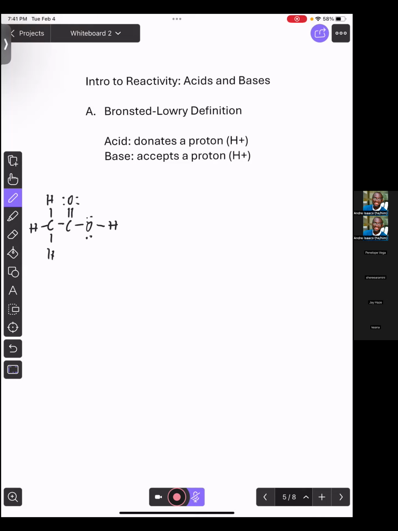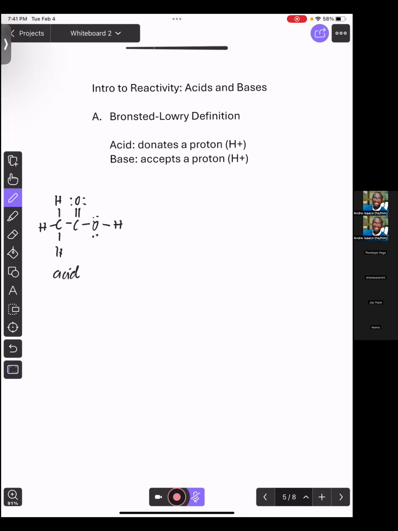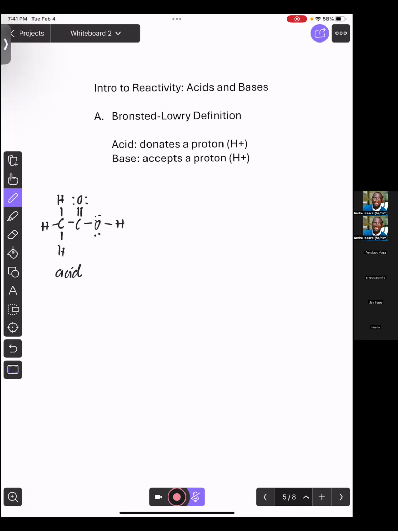Right? How we would have drawn this. We're happy with this molecule. This is a weak acid indeed. We can label this as the acid. And we know it's an acid because it has the name. But how else can we tell it's an acid?